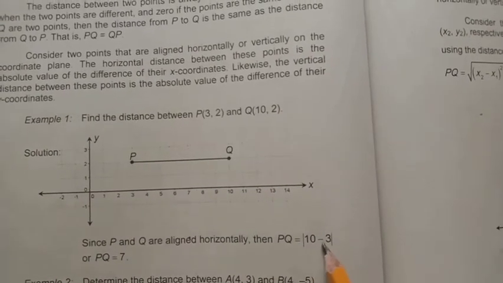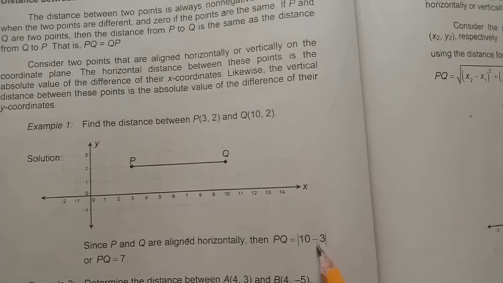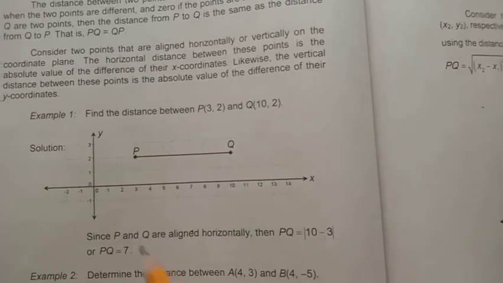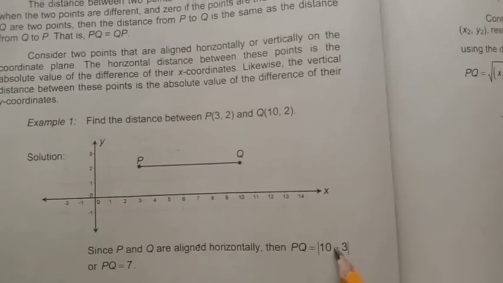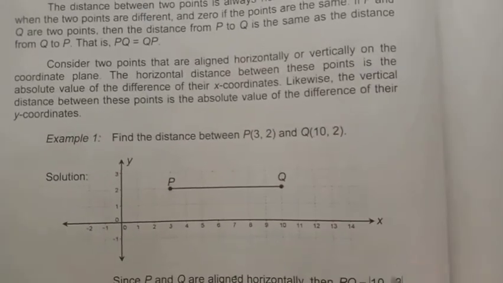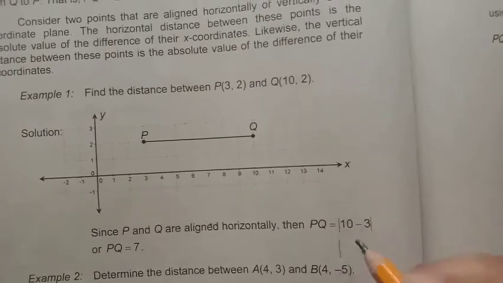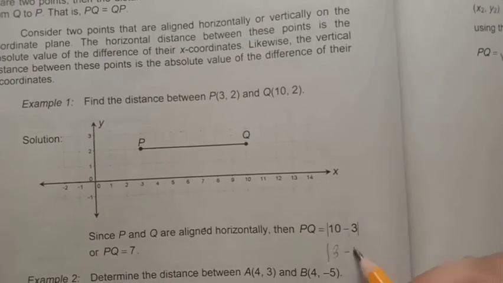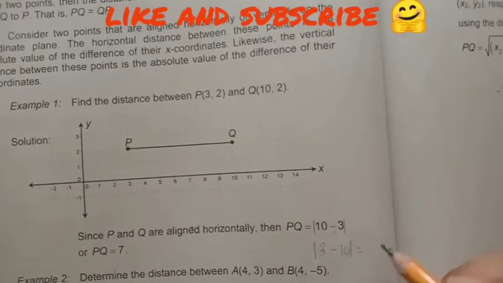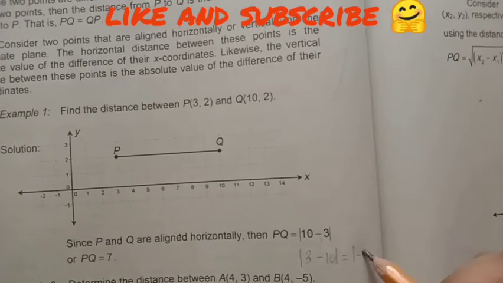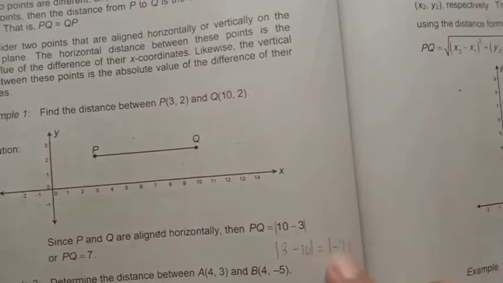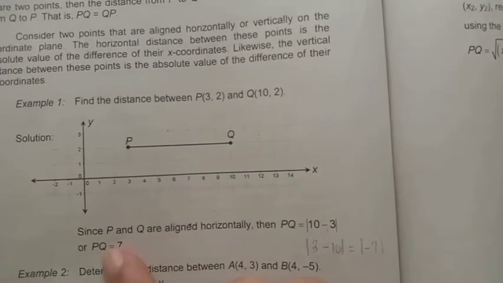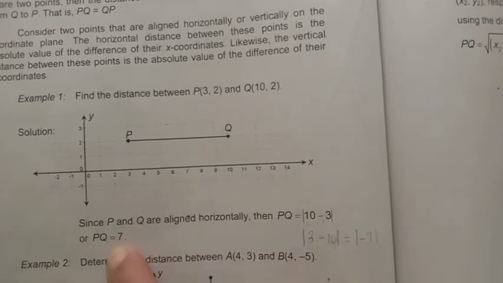And what is 10 minus 3? 7. So, the absolute value of 7 is 7. So, the distance between PQ is equal to 7. Kahit baligtarin mo siya, gawin mo siyang 3 minus 10. So, the absolute value of 3 minus 10. What is 3 minus 10? 3 minus 10 is negative 7. And what is the absolute value of negative 7? The absolute value of negative 7 is positive 7.